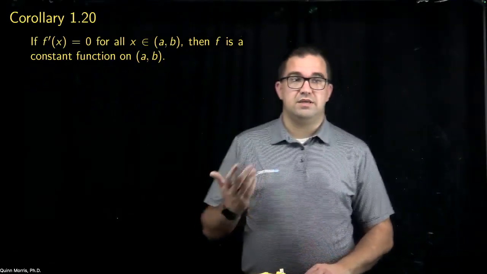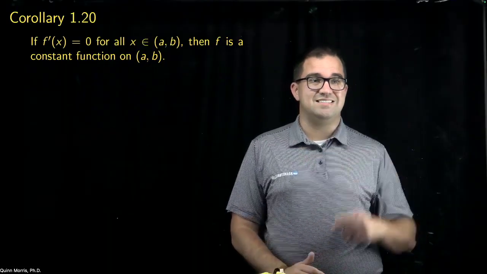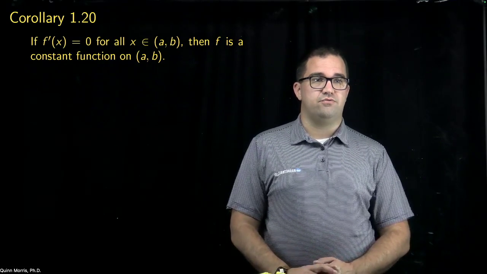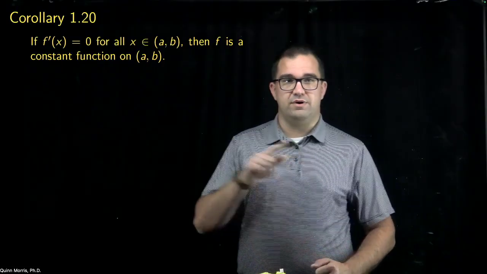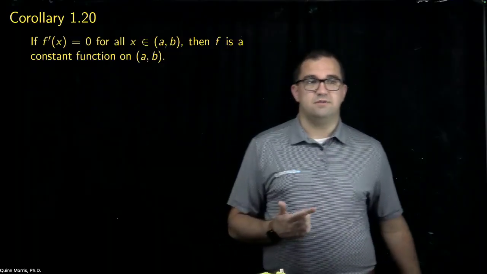So the first thing that follows out of this is that if you have a function whose derivative is 0 at every value, then that necessarily means that your function is constant on the interval [a, b]. So if you have a function whose derivative is 0 everywhere on the interval [a, b], then that function has to be a constant function.